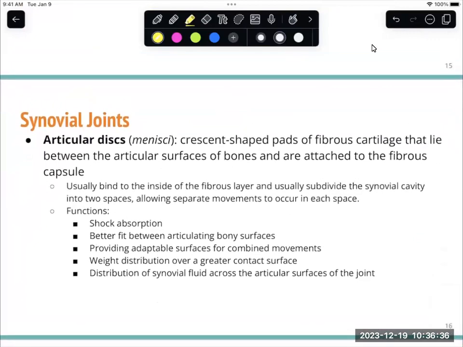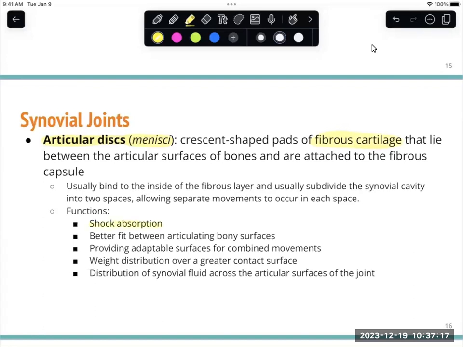Some of our synovial joints are going to have articular discs or menisci. Again, our knees, because that bottom of that femur and the top of that tibia don't necessarily fit together very well. So the menisci that we have in our knees allow that femur to fit on top of that tibia a lot better. A meniscus is made of fibrous cartilage, that fibrocartilage, and again, it's helping to allow these two bones to fit together.